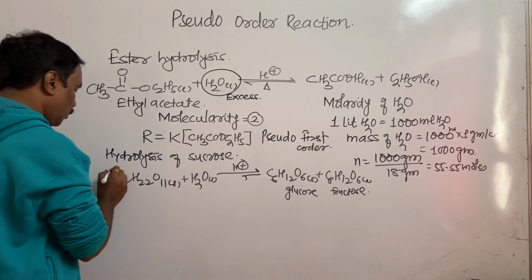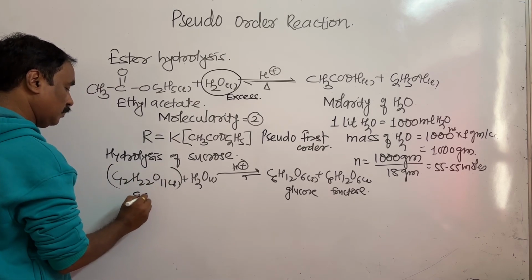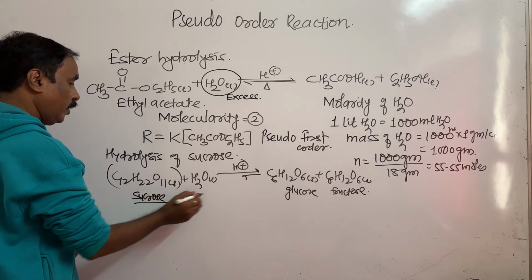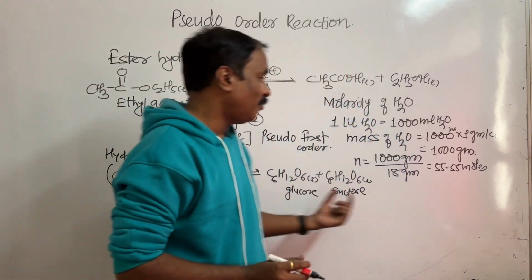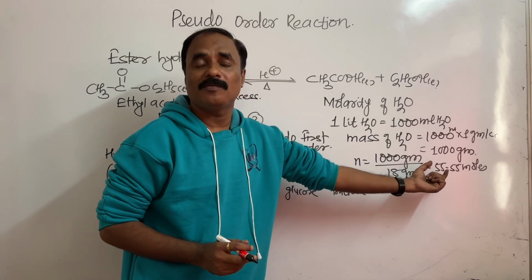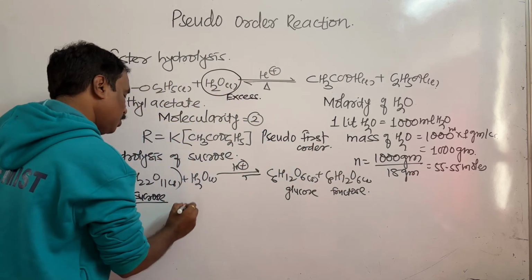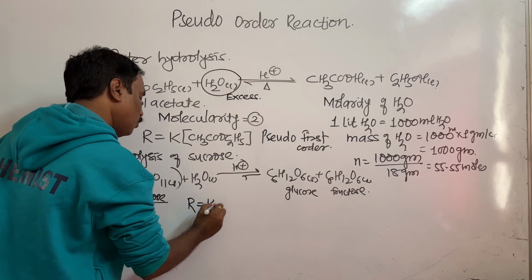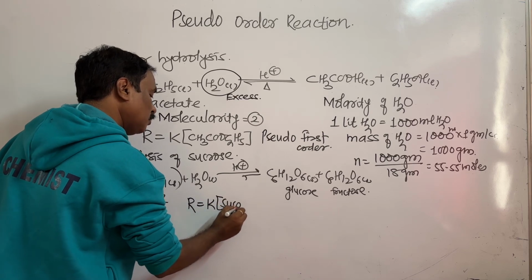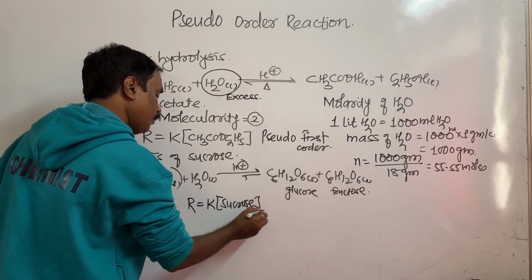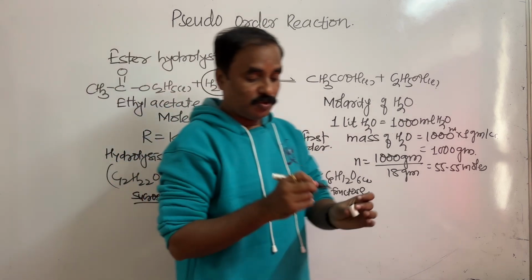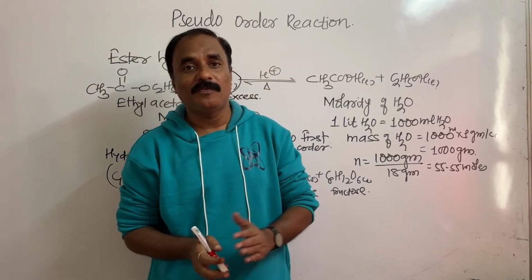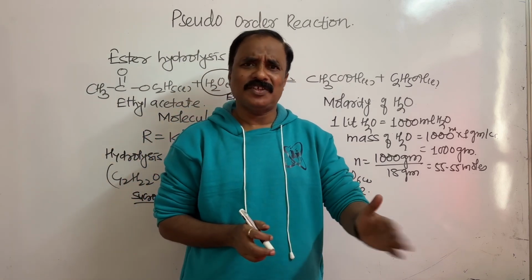So here reactant is what? Sucrose, and here it is water. Water always in excess because how many moles of water are there? 55.55 moles of water. And here also rate of reaction depends on only concentration of what? Sucrose. It is independent of concentration of water. So that is why this is also an example of pseudo first order reaction.